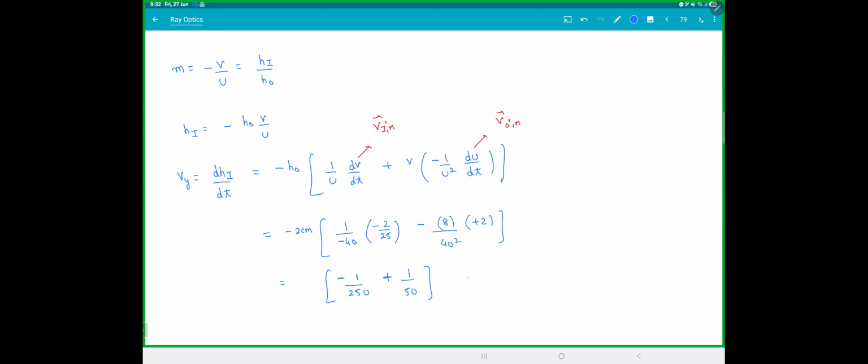This will be how much? Now this thing is having a good number only, I guess. Multiply 5 there. That will be 4 by 250, or 2 by 125 centimeter per second. Check. Right, Puruja?